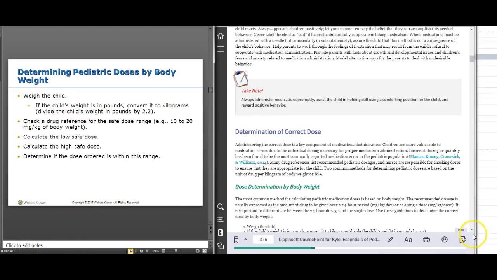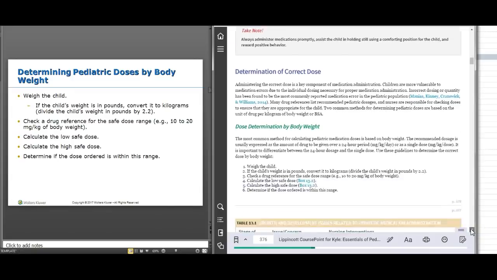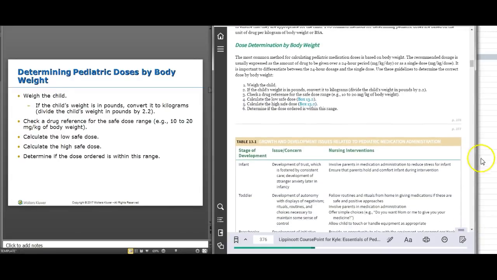All right, so now we're going to talk about determining doses. Now, this will be the big proportion of your med test. I was going to say drug test, but that wasn't quite right. Your medication administration test is going to have a lot of body weight dose determinations. So we're going to kind of walk through this. You're going to have math on each one of your exams. You're going to have to know formulas.